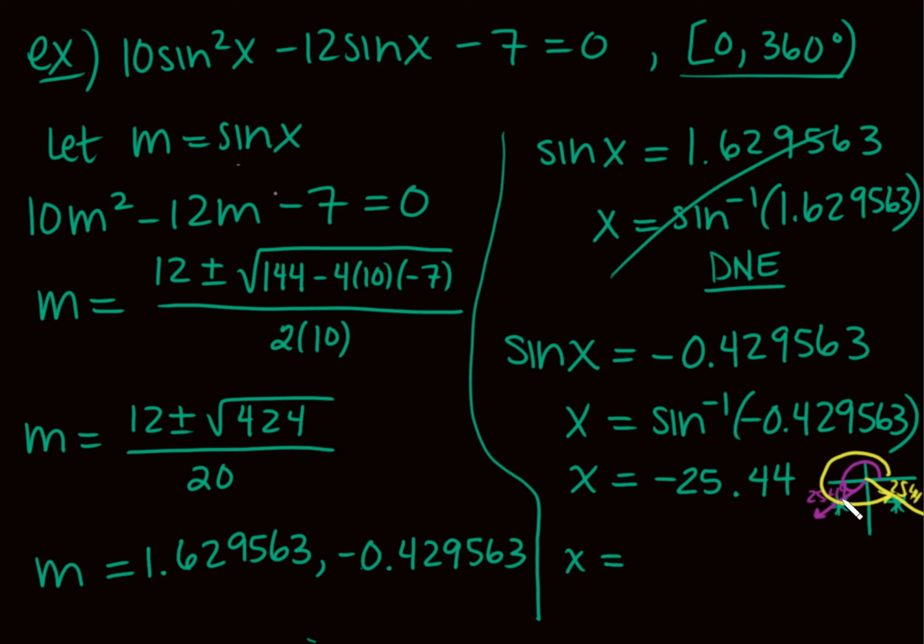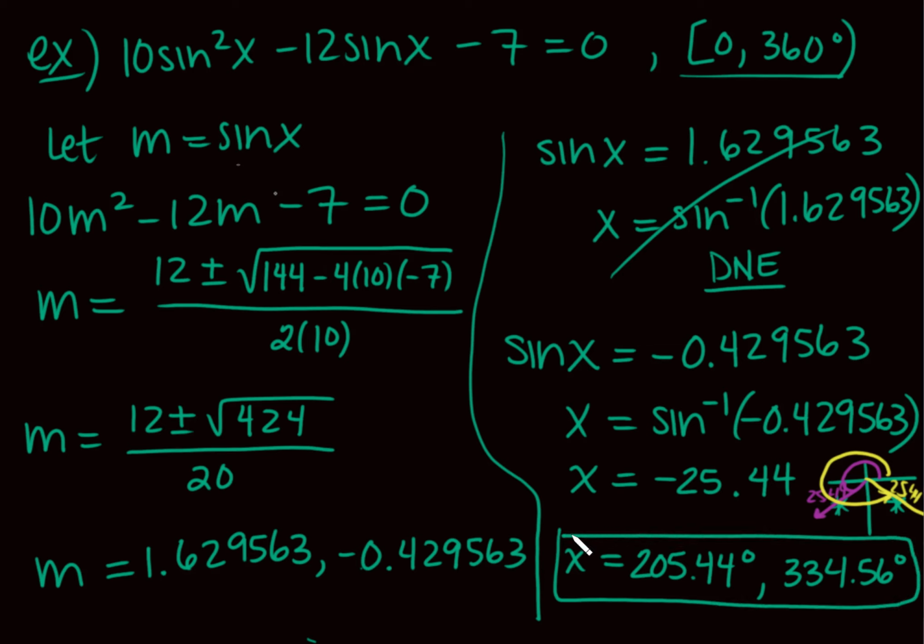So for the purple angle, I'm going to take 180 plus 25.44. And I probably didn't need my calculator for that, but sometimes I really don't trust my arithmetic skills. Okay, and now I'm going to take 360 minus 25.44, and I get 334.56. I hope that makes sense why I had to rewrite that with the 25.44. And you can of course take the sine of that and see that that is true.